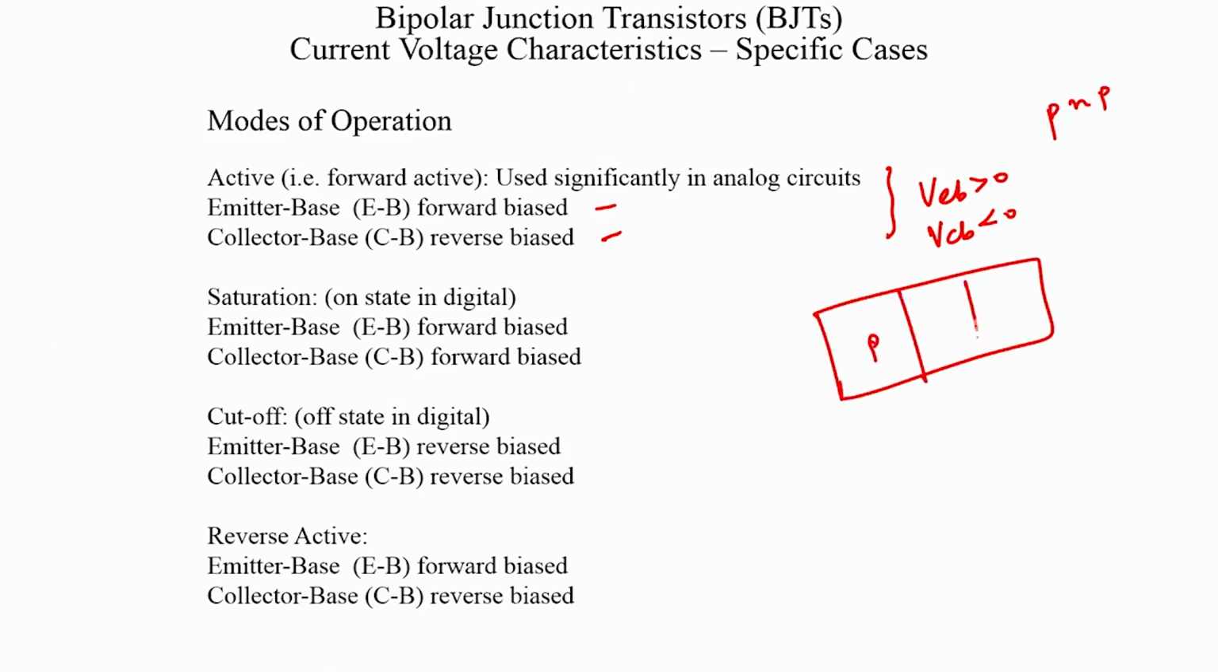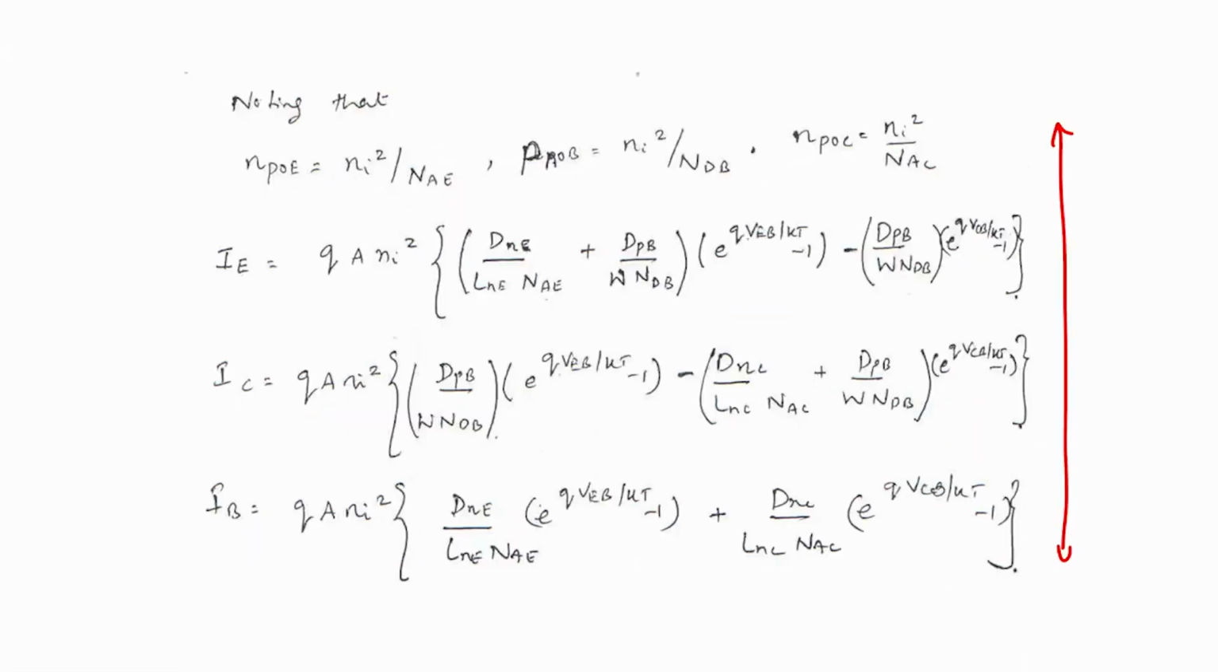So you have your P, your N and your P, that is the P plus emitter, base and collector. If my emitter base junction has to be forward biased, then my emitter base voltage should be greater than 0. If my collector base junction has to be reverse biased, then my collector to base voltage has to be less than 0. The moment you make these assumptions, watch out for what is happening to VEB and VCB. They all appear in terms of exponentials.